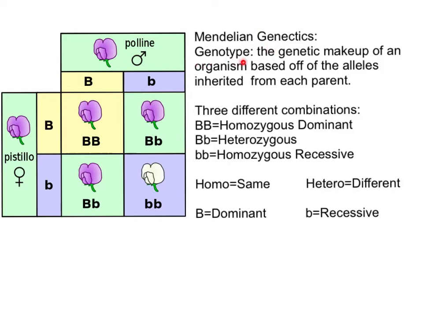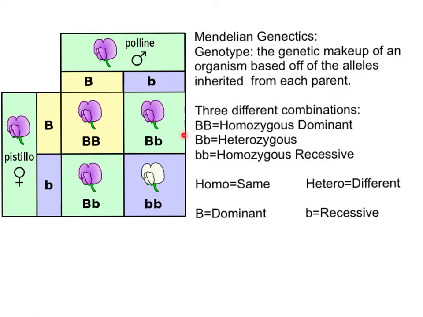The first type that we're going to be talking about is your genotype. So genotype, emphasis on the geno coming from gene, is the genetic makeup of an organism based off of the alleles inherited from each parent. So since they're talking about each parent, we know that each person is going to have two alleles because you get two exact copies for the same gene, one from your mother and one from your father.